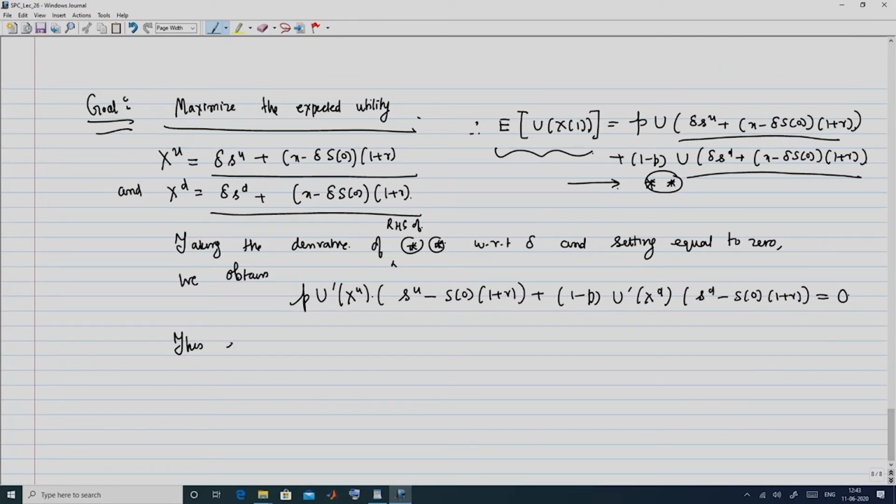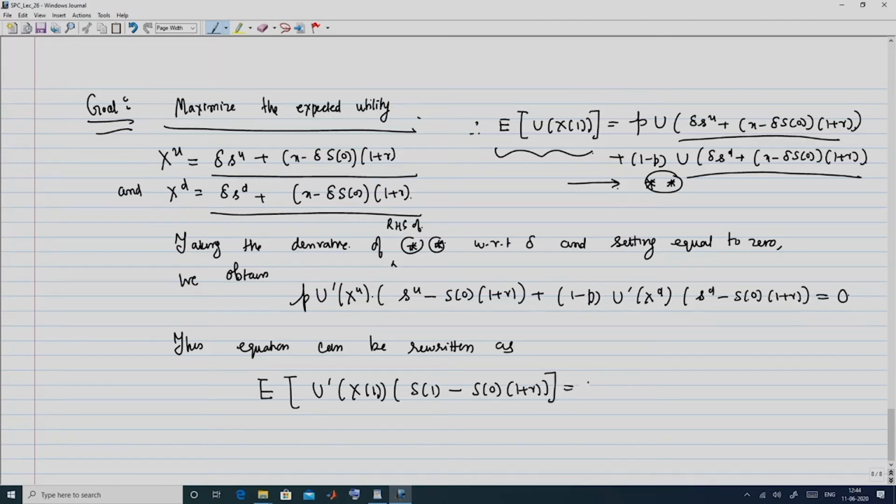So this expression, rather this equation, can be rewritten as the expected utility of u prime of x of 1 into S1 minus S0 into 1 plus r equal to 0.